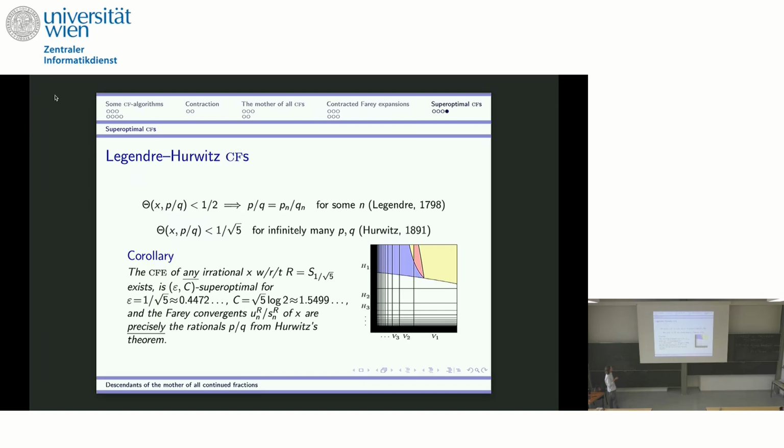And if you compute, so epsilon would be 1/√5 in this case, you can compute the measure of the region R and find that for c equals √5 log 2, this contracted Farey expansion is epsilon-c superoptimal for these values of epsilon and c. And the Farey convergents that you're picking out as the subsequence are precisely the rationals from Hurwitz's theorem. And this is very similar to Minkowski's diagonal continued fractions. You essentially replace this 1/√5 by 1/2, but this improves the diagonal continued fractions.